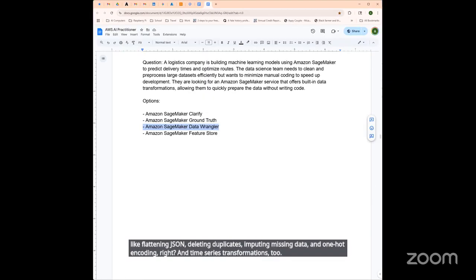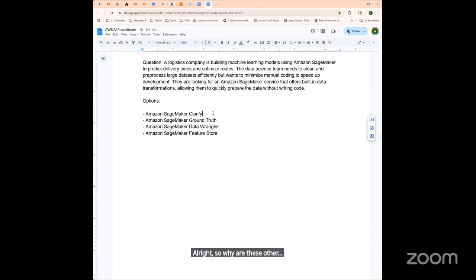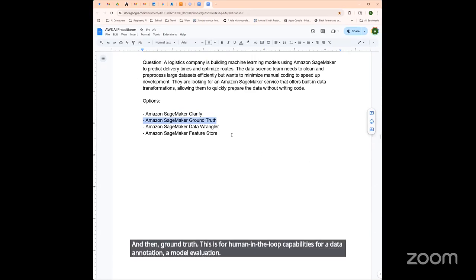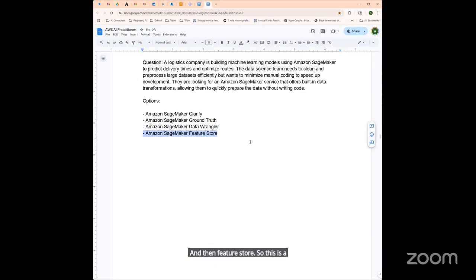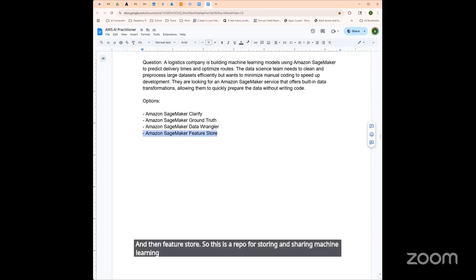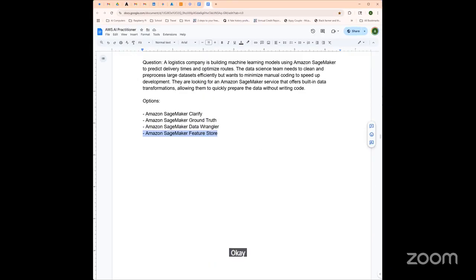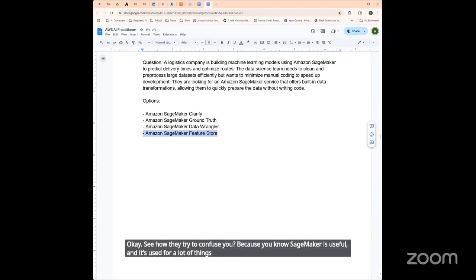All right, so why are these other answers incorrect? Clarify. This is used for identifying potential bias in data and models, not for data prep. And then Ground Truth. This is for human-in-the-loop capabilities for data annotation and model evaluation. And then Feature Store. So this is a repo for storing and sharing machine learning features. Okay. See how they try to confuse you? Because you know SageMaker is useful and it's used for a lot of things and you would use these. So just pay attention, read the question closely.